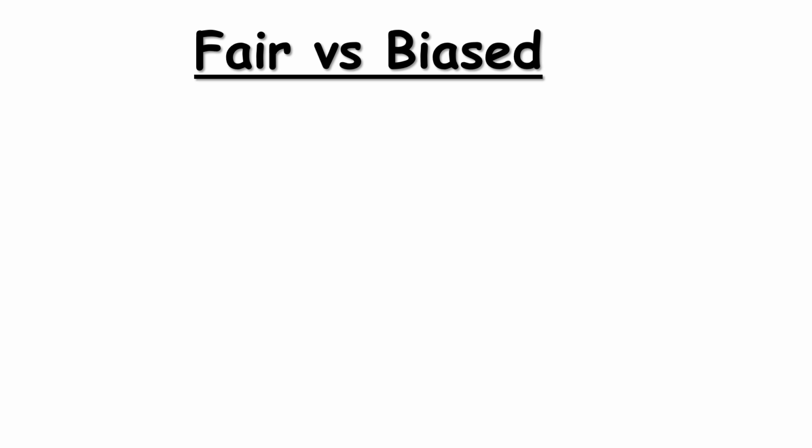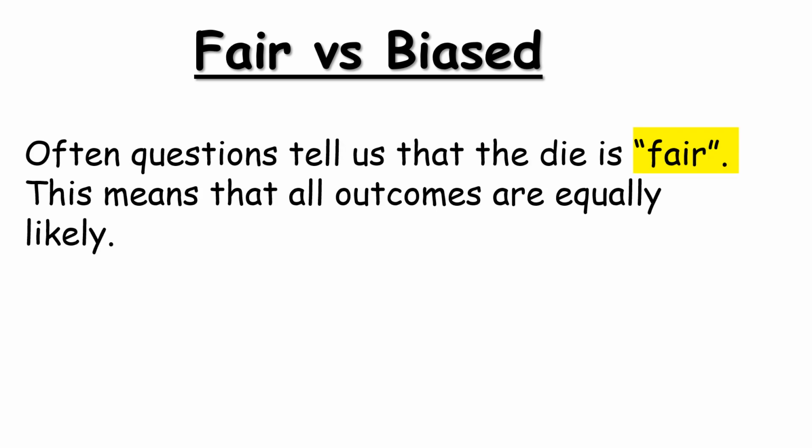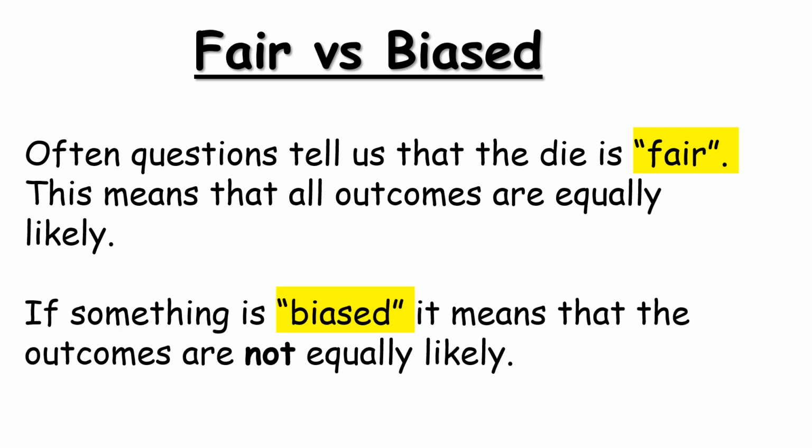So what do we mean by that word fair and its opposite, which is biased? When we're talking about something like a die, we mean that all outcomes are equally likely. So everything has the same chance of happening. If we have something that's biased, so if we had a biased die, it means that it's more likely to land on some numbers compared to others.